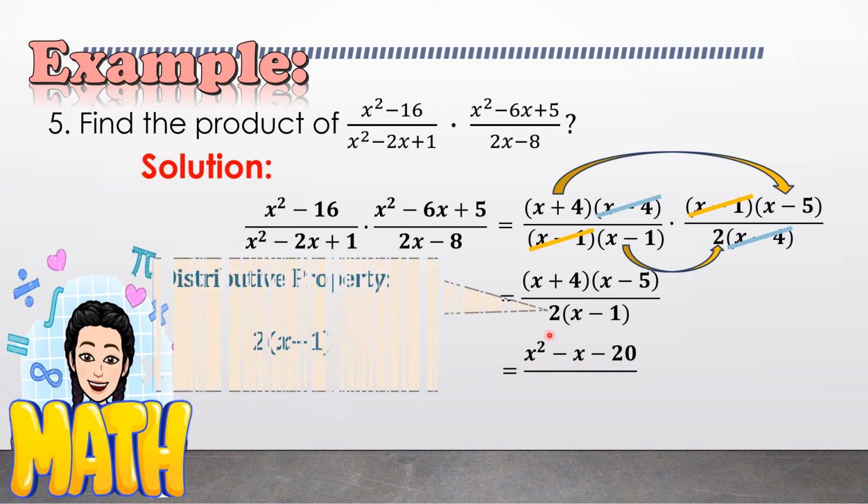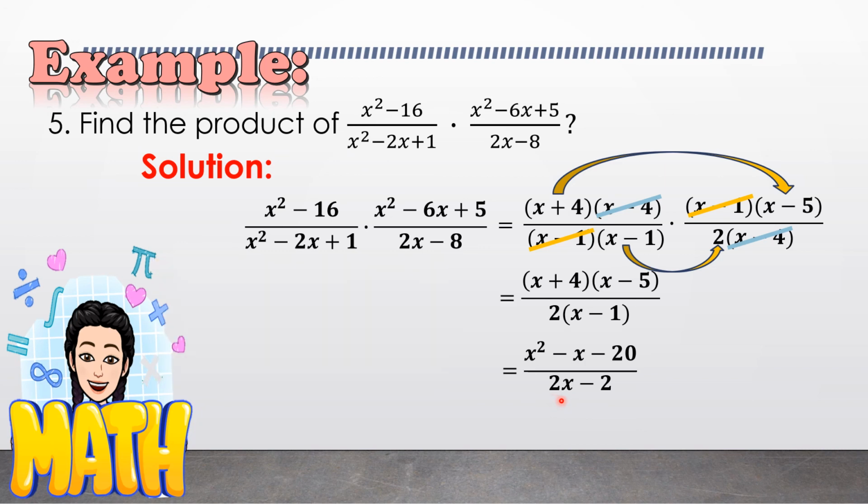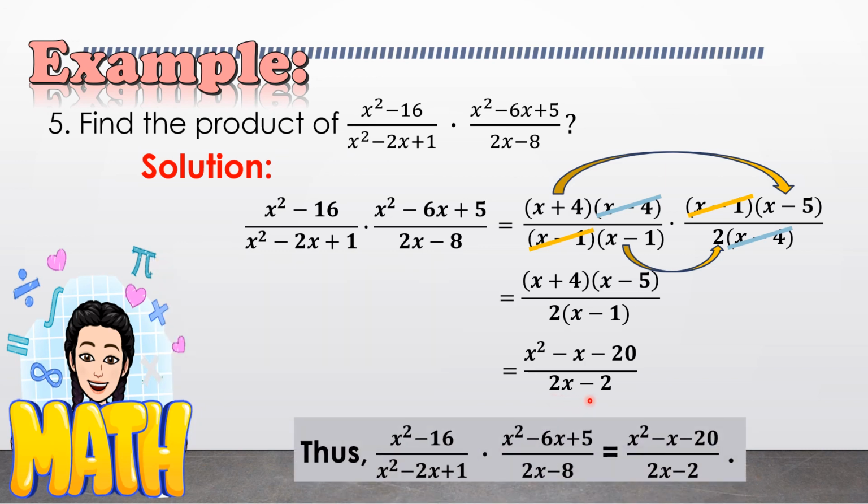For the denominator, we're going to distribute 2 to x minus 1. So we have 2 times x, which is 2x, and 2 times negative 1, which is equal to negative 2. Therefore, the denominator is 2x minus 2. Since hindi na to masisimplify, the product now of the given expressions is x squared minus x minus 20 all over 2x minus 2.